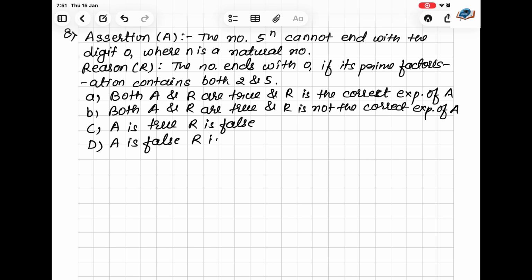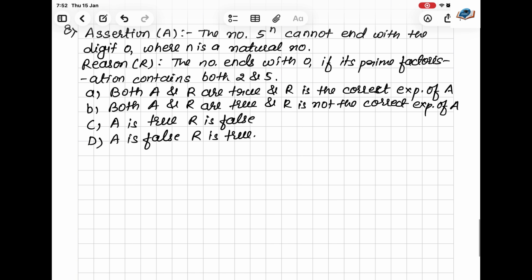So here, if we read the assertion, 5 raised to n cannot end with the digit 0, where n is a natural number. And the reason he has given is, okay, it should have both factors 2 and 5 in the factorization. Yes, so the reason is correct and it is explaining the same as A. So I would say option A is the correct answer.